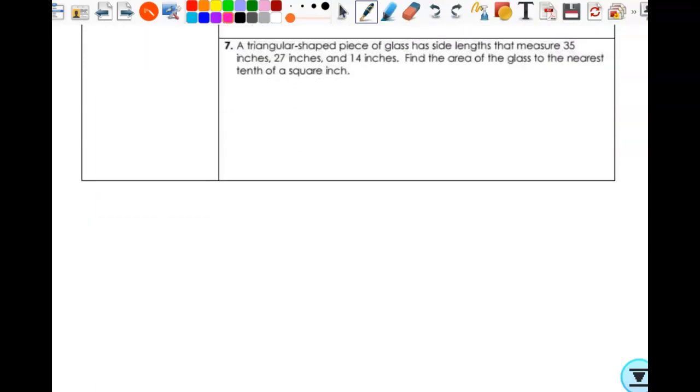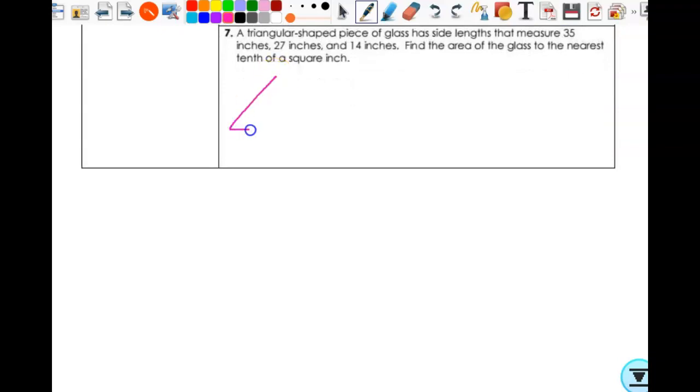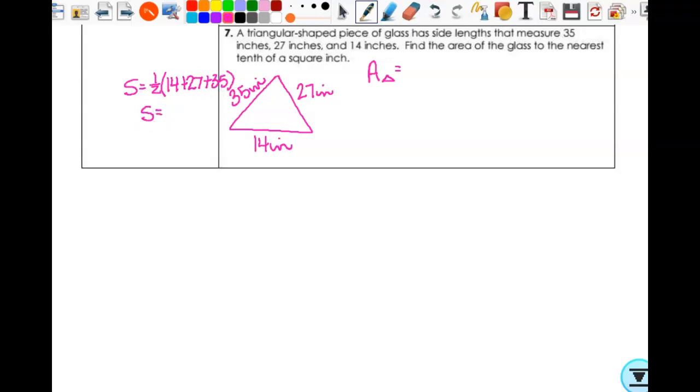So then we have a triangular shaped piece of glass. All right, so here's my triangle. Side lengths that measure 35 inches, 27 inches, and 14 inches. Find the area of the glass to the nearest tenth. Okay, so area. Okay, but what do I need to find my area? My semi-perimeter, right? So my semi-perimeter is 1/2 times 14 plus 27 plus 35. 38. All right, so you go ahead and fill in your square root, and then you can double check up here.